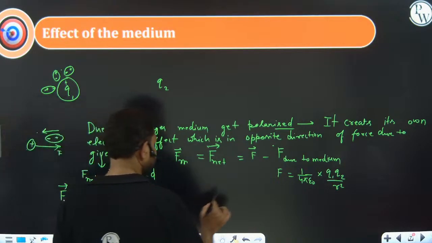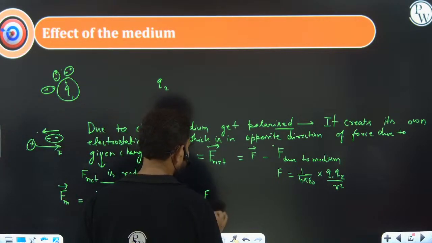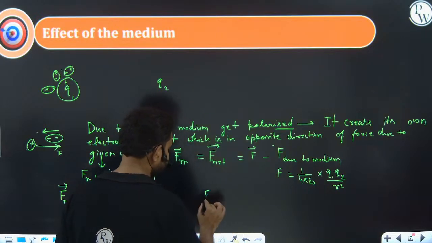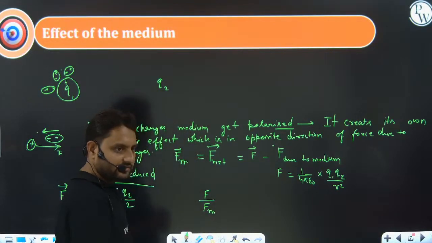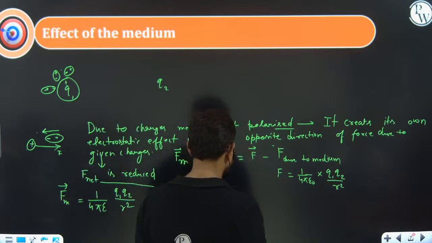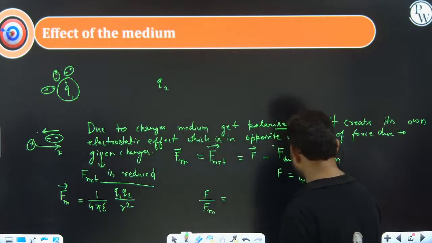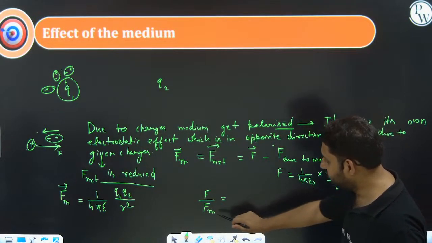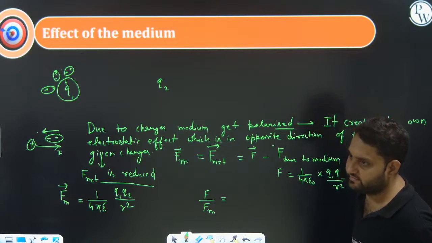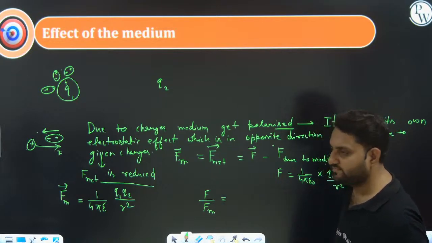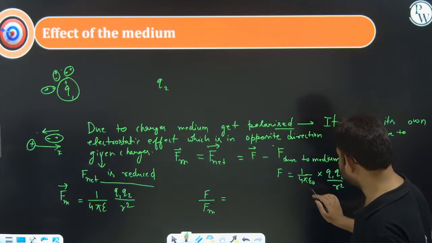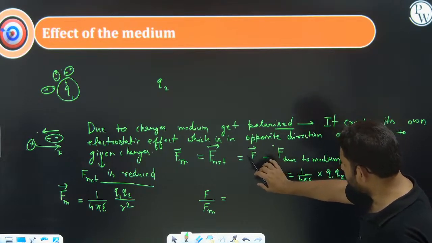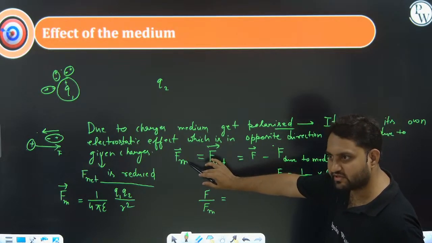So what is the ratio of F in the medium, F upon Fm? The ratio will be equal to F in the numerator and Fm in the denominator. Which of the two is bigger? This F or Fm? This F is greater, obviously, because this Fm is the reduced force.